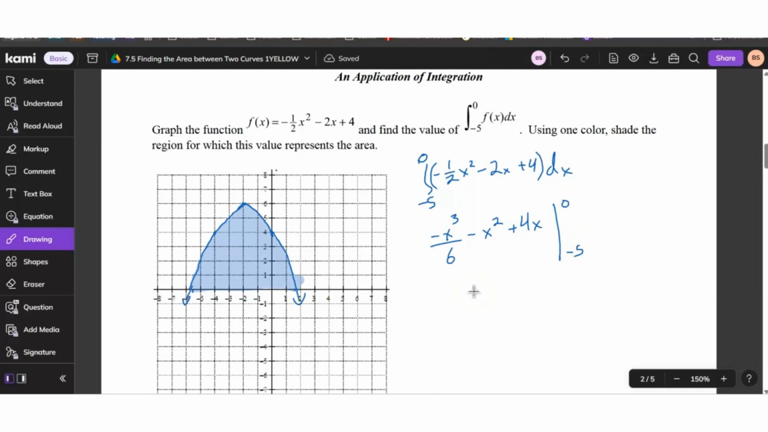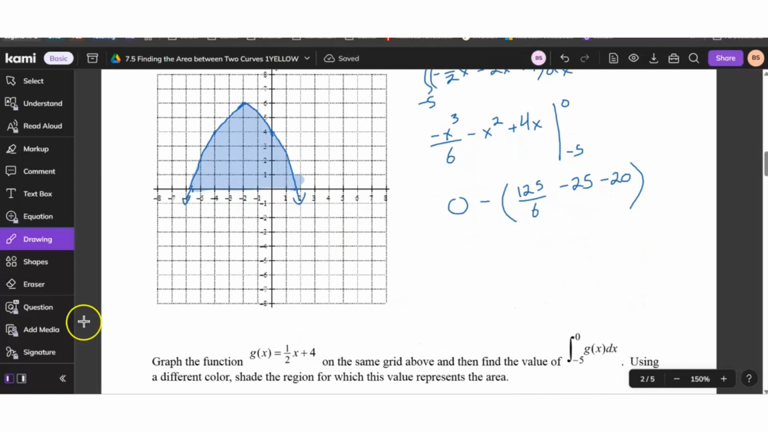What happens if I do it at 0? It's all just 0. Minus 0. -5 cubed is going to be negative 125, which, with the negative in front, will be positive 125 over 6. Minus 25. Minus 20. But Mr. Brand, isn't it plus 20 when it's an odd exponent? Yes, it is plus 20.